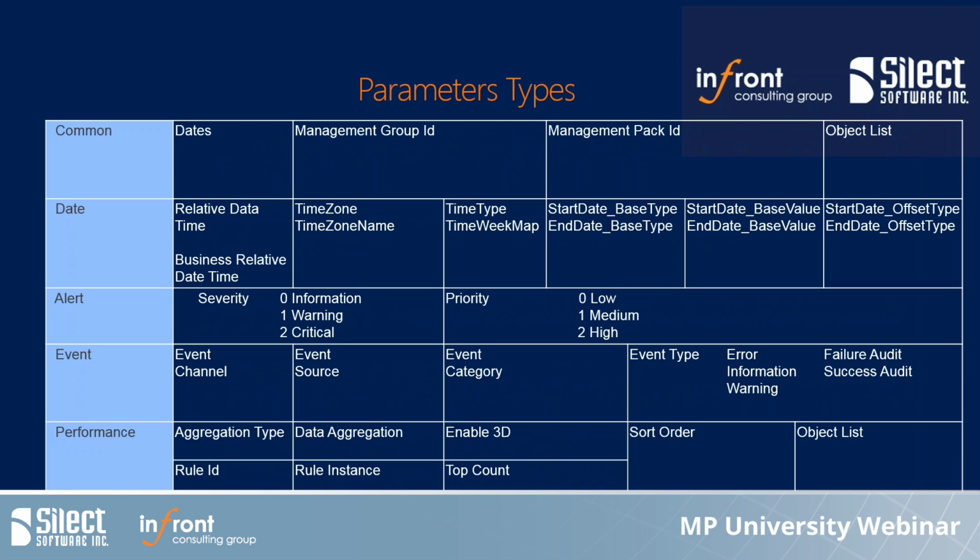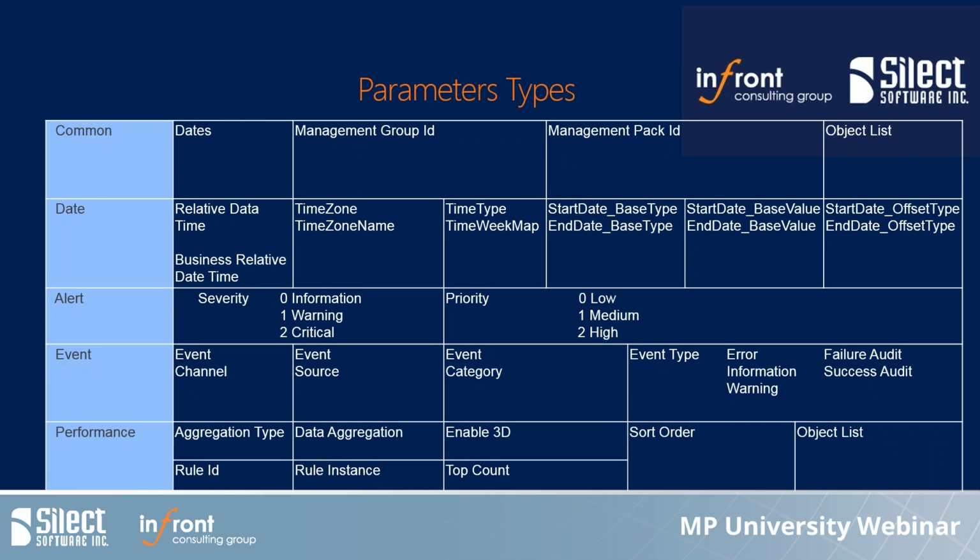So when we're talking about reports, we mentioned that there are some parameter types that we will be using. Commonly, we have the days parameters, the management pack ID, management group ID, object list. Those are the common ones. It could be the day-related ones, like the time zone or start date. Those are the internal parameters that some of these reports are going to be using. We have others, like for example the alert ones, where the values are fixed. In this case, those are the values that we are going to be considering.